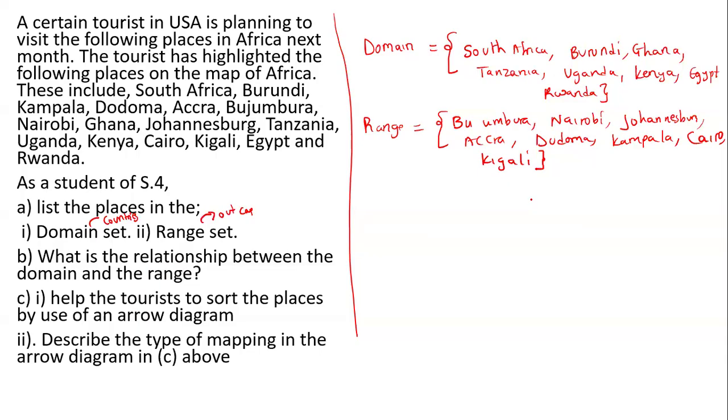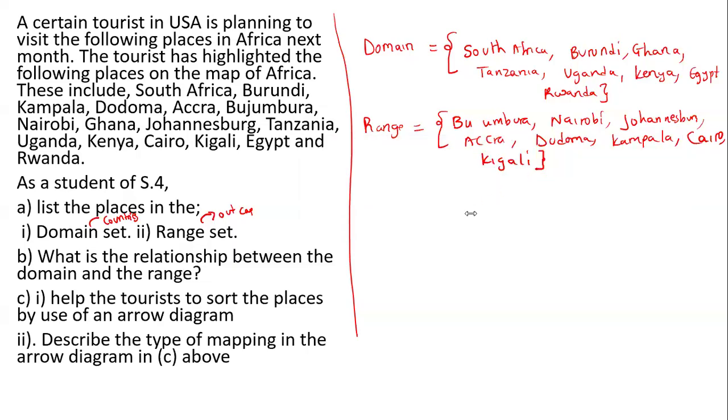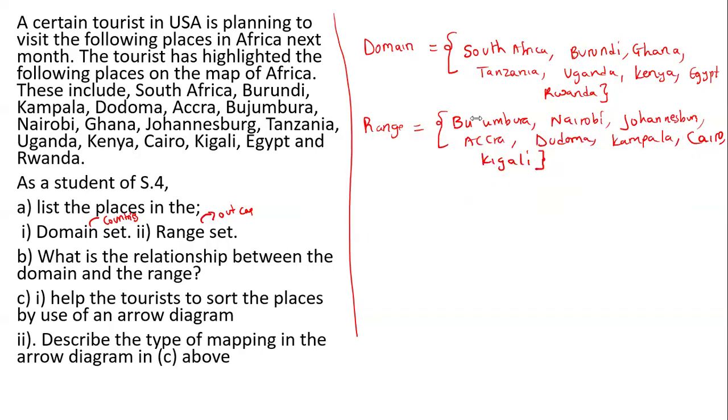Yes, Chilabo, I'm seeing your hand is already up. The relation between the domain and the range is the fact that for every country, there is a capital city for it. Okay, capital cities and the countries. Very good. So here your relation is the countries and their capital cities.